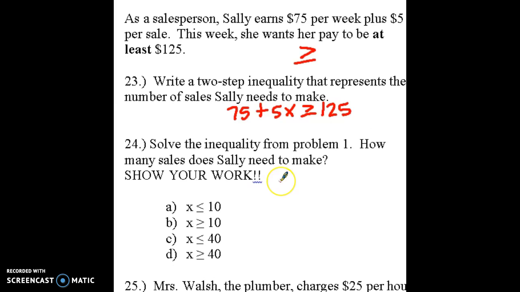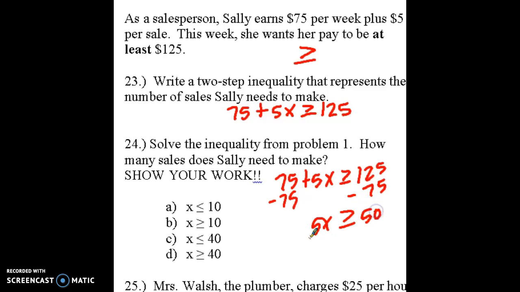Solve the inequality from problem 1. So we're going to subtract 75 from both sides. That leaves you with 5x is greater than or equal to 50. Divide by 5 on both sides. And she needs to make greater than or equal to 10 sales.